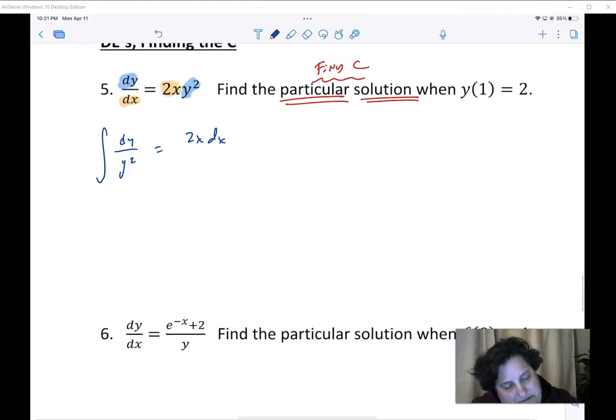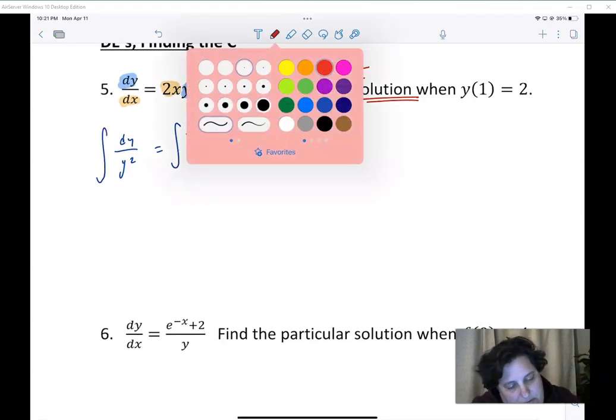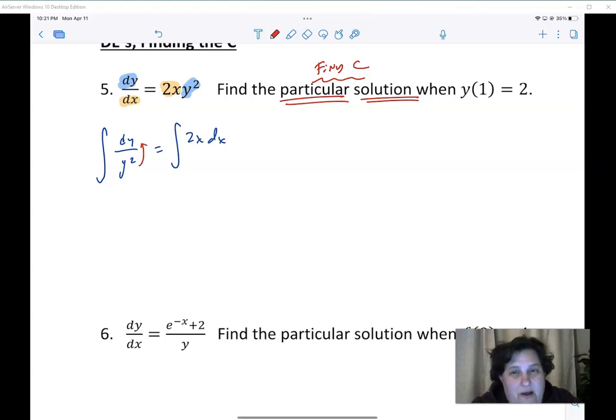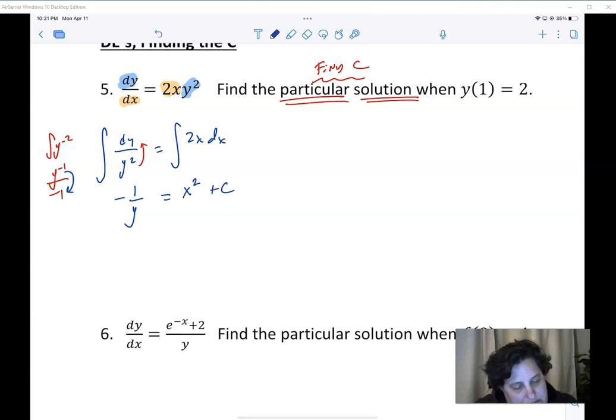Okay, let's integrate this. Now, do you guys remember the way I integrate 1 over y squared? It's y to the negative 2, which becomes y to the negative 1 over negative 1, which becomes negative. You can put the negative wherever. And then remember that the y moves back down to the bottom. So that's negative 1 over y. 2x, the integral of that is just going to be x squared plus c.